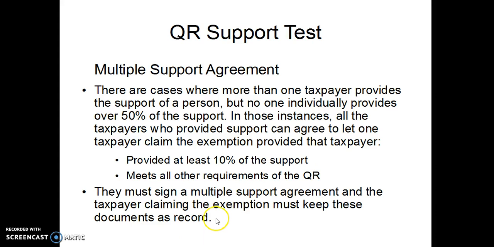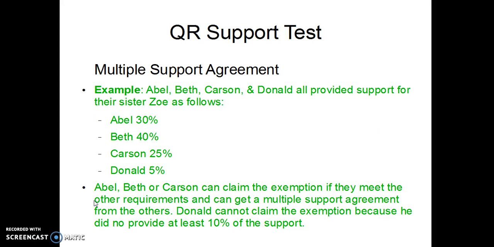They also must get a signed multiple support agreement from each of the taxpayers that also provided the support, and then they must store that with their records for the tax year. So again, to go over it, I'm gonna do an example. I think an example better illustrates it.